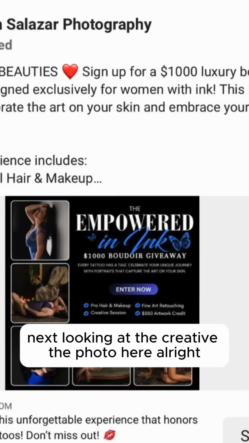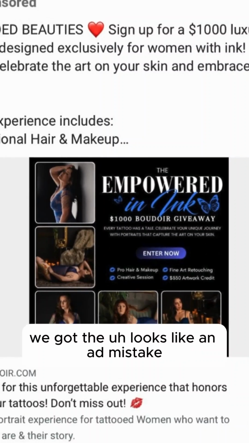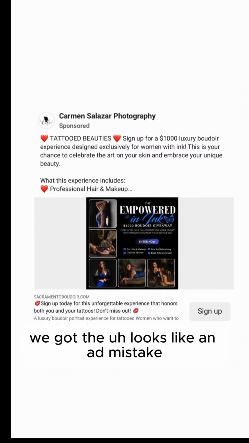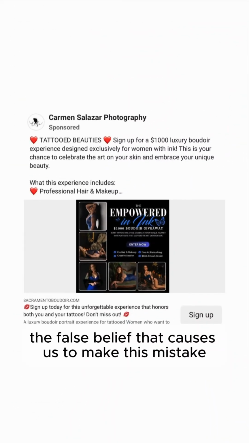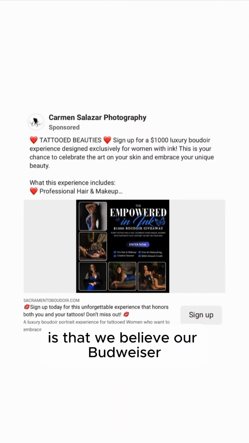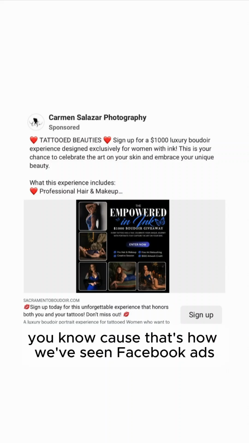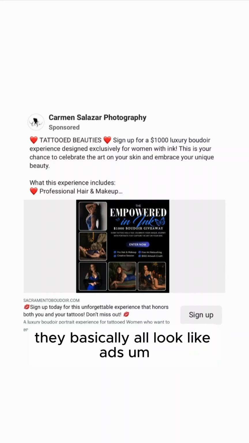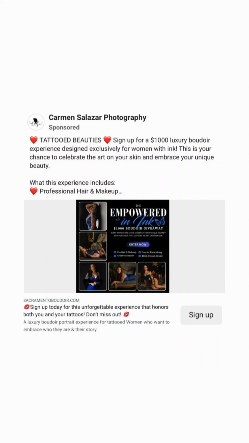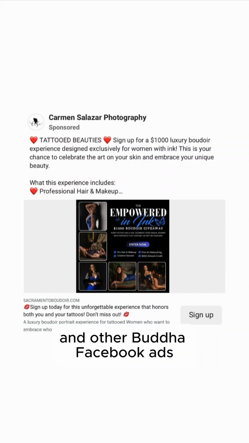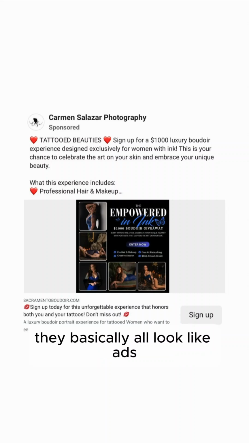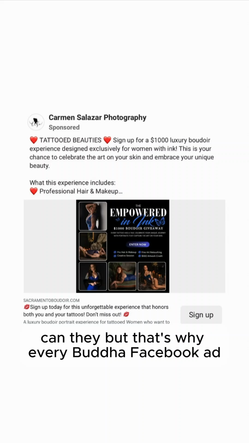Next, looking at the creative, the photo here. All right, we've got the looks-like-an-ad mistake. So the false belief that causes us to make this mistake is that we believe our Boudoir Facebook ads should look like ads, because that's how we've seen Facebook ads. They basically all look like ads, and other Boudoir Facebook ads, they basically all look like ads. So everyone can't be wrong, can they?